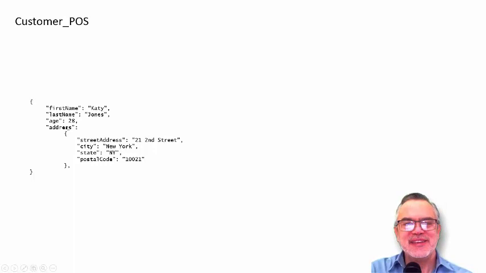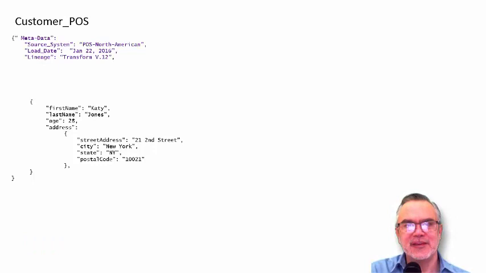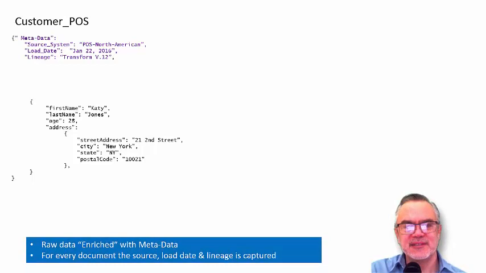So how do you begin to work with that? Because, is that age correct? We don't have a birth date to compute it. Is that age as of yesterday, or is it age as of when Katie Jones signed up or was a customer for the first time? So it's very ambiguous as to what the data is in that particular case. So with this raw data, we're just trying to get it into the data lake, but only once.